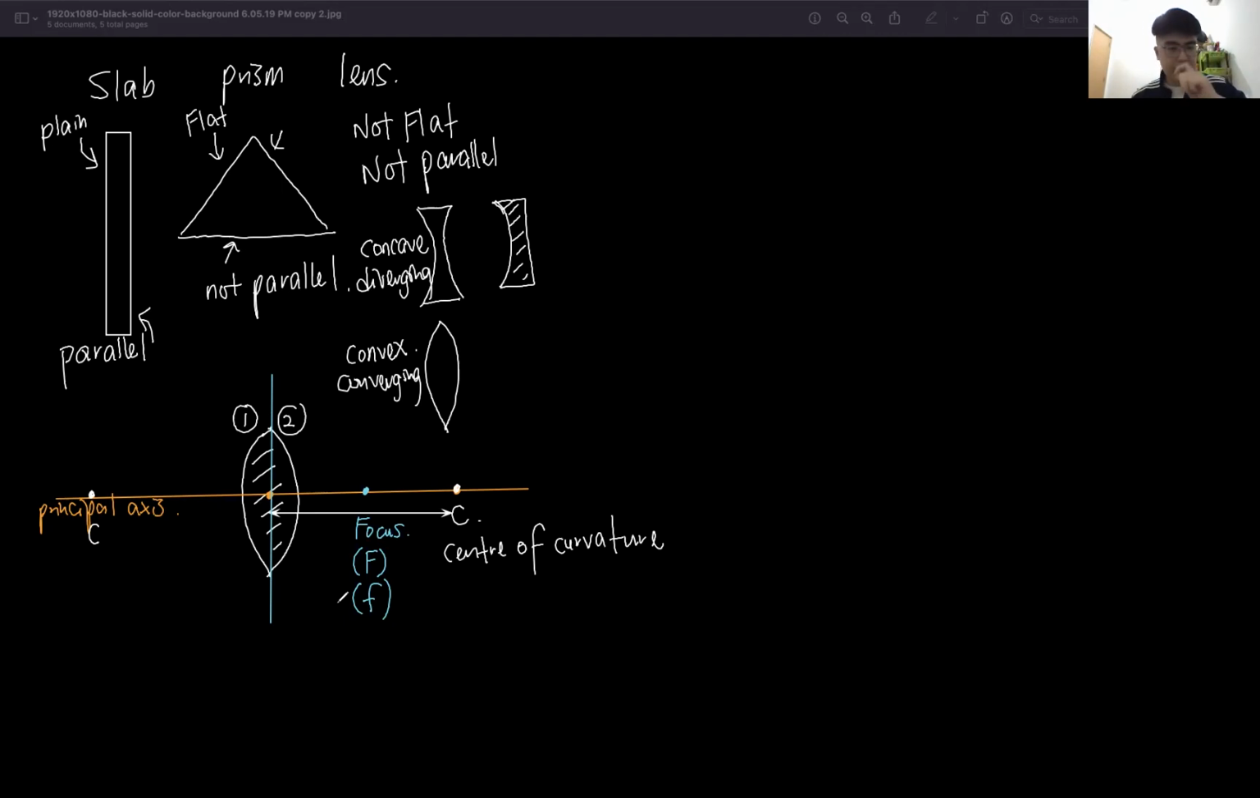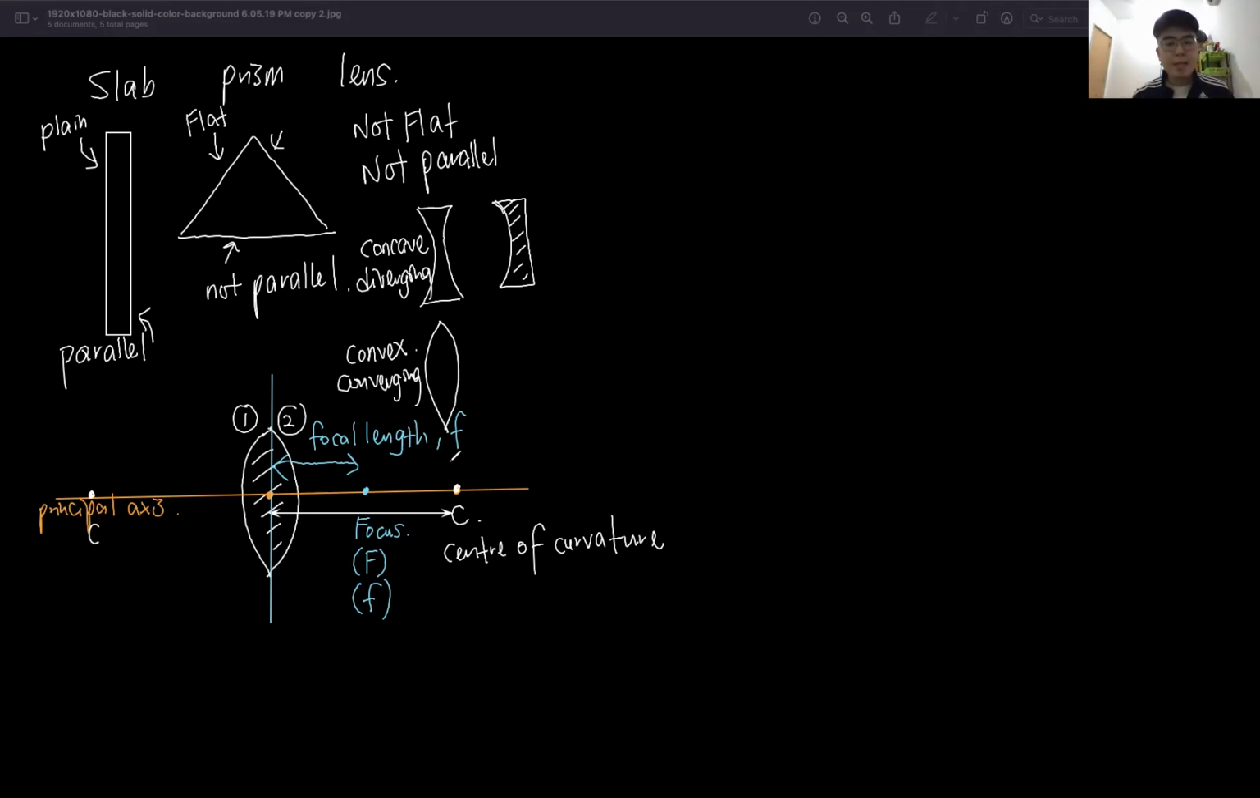We use capital F. If you measure the distance from the lens to the focal point, it is a distance, right? So this distance, we call it the focal length. Focal length is a length, a physical quantity. Focus is a point. Focal length is the length, right? So for the focal length, we use the symbol lowercase f. So uppercase F is the point itself. Lowercase f means it is the length.